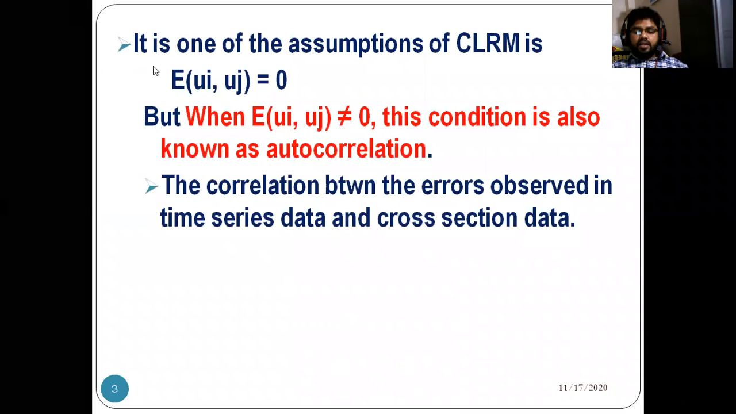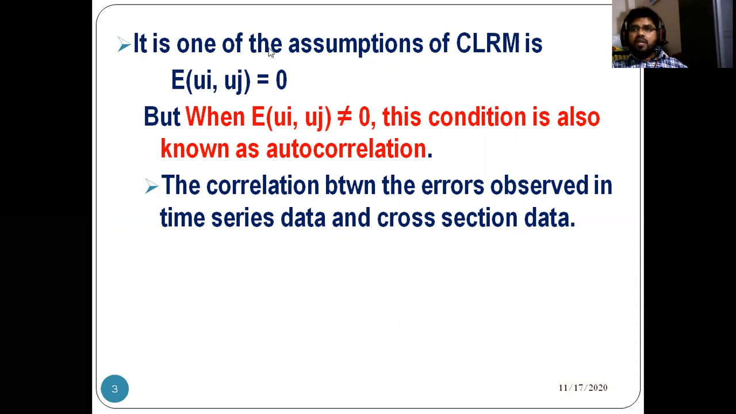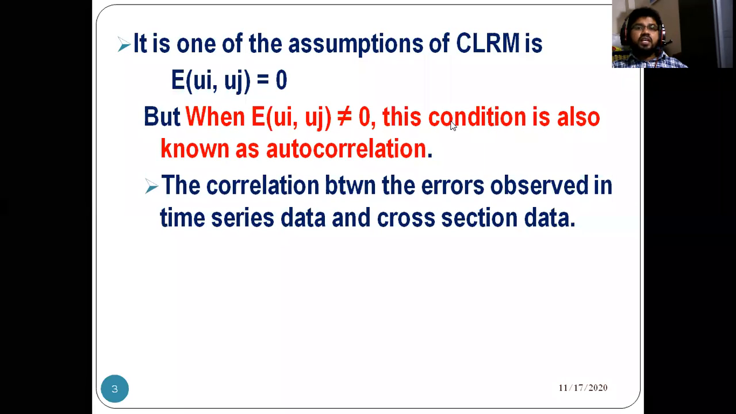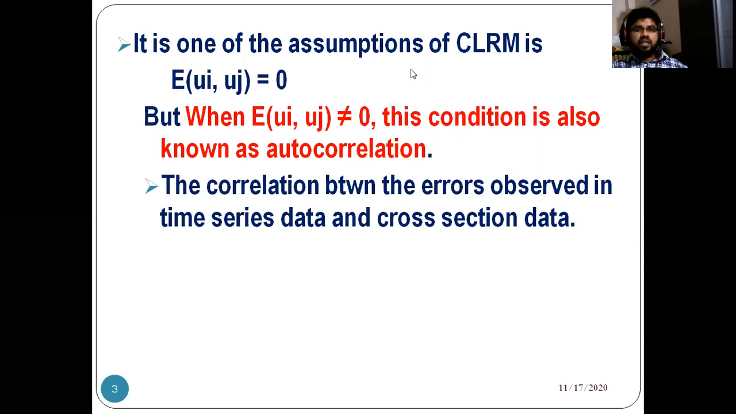Generally in econometrics, no autocorrelation is one of the assumptions of CLRM. What is CLRM? Classical linear regression model. We studied the assumptions of the classical linear regression model in the first module. Within those assumptions, we have no autocorrelation. We can write it in econometric terms as expected value of ui comma uj is equal to 0. What do ui and uj mean? Ui is a particular error term; in cross-section data we can write ui instead of ut.